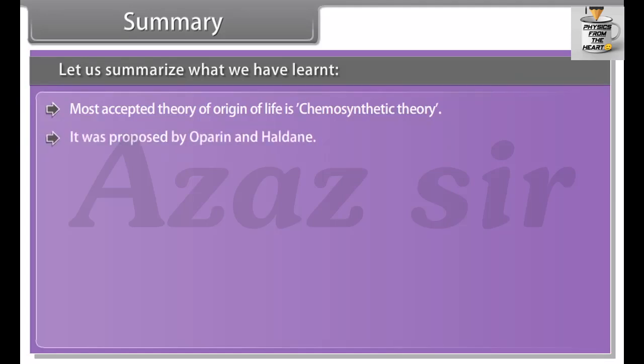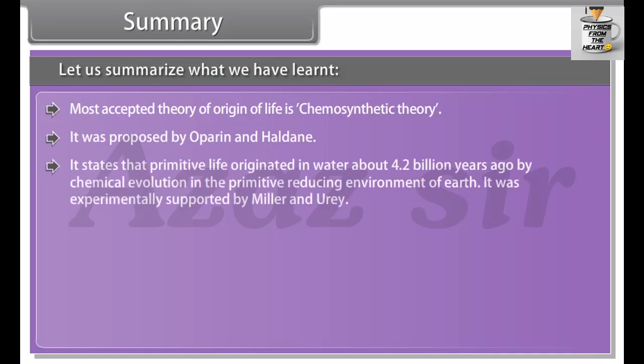It was proposed by Oparin and Haldane. It states that primitive life originated in water about 4.2 billion years ago by chemical evolution in the primitive reducing environment of Earth. It was experimentally supported by Miller and Urey.